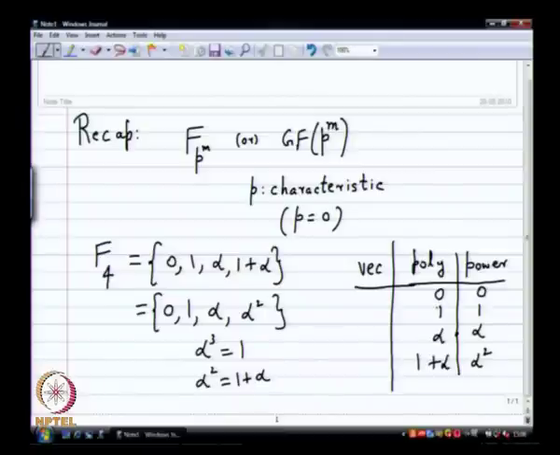Remember what F4 is. F4 has polynomials with coefficients from F2 of degree less than or equal to 1. So it will have two coefficients, the constant term and the linear term. You write both the coefficients as a vector. So this would be 0 0, this would be 0 1, this would be 1 0, this would be 1 1. What is the advantage of the vector notation over the polynomial notation?